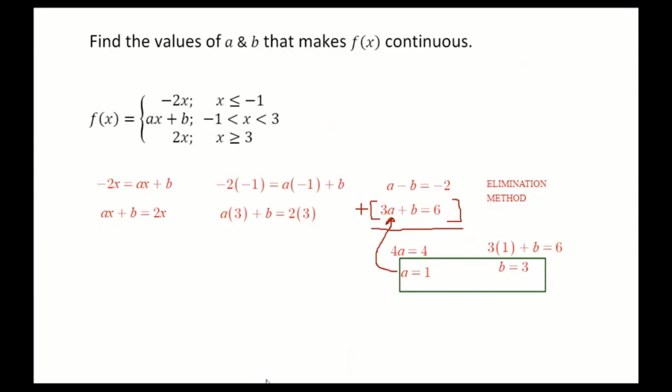Hopefully at this point you have a better understanding of what continuity means and how to identify if a function is continuous, and be able to classify these points of discontinuity as either removable or non-removable, identifying them as a jump, an infinite, or a hole discontinuity, and also be able to solve equations where you have to make a piecewise function continuous.